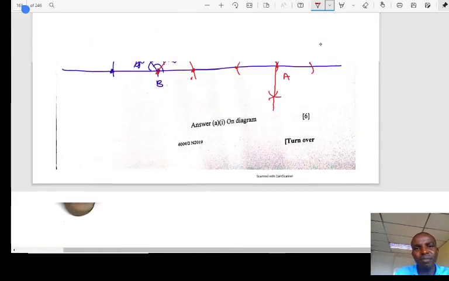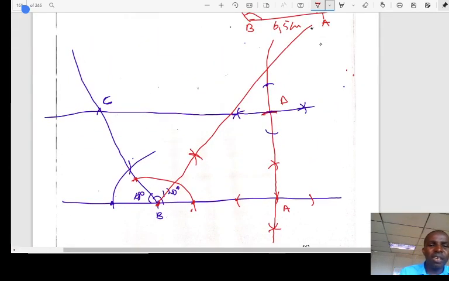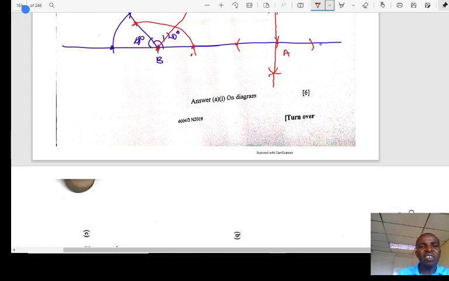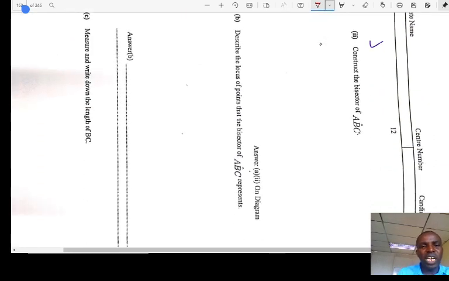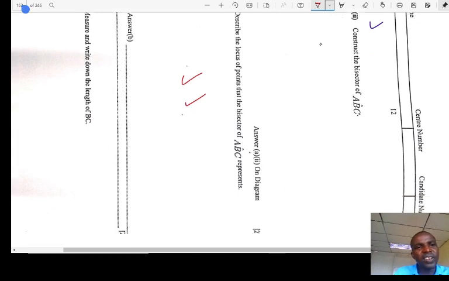Then next, describe the locus of points that the bisector of ABC represents. Bisector of ABC, right? This one is ABC. We have bisected an angle at common point B. So these are the locus of points that are equidistant from AB and BC. Locus of points equidistant from AB and BC. That's what you have to write here. Locus of points equidistant from AB and BC. 3 marks. Then measure and write down the length of BC.